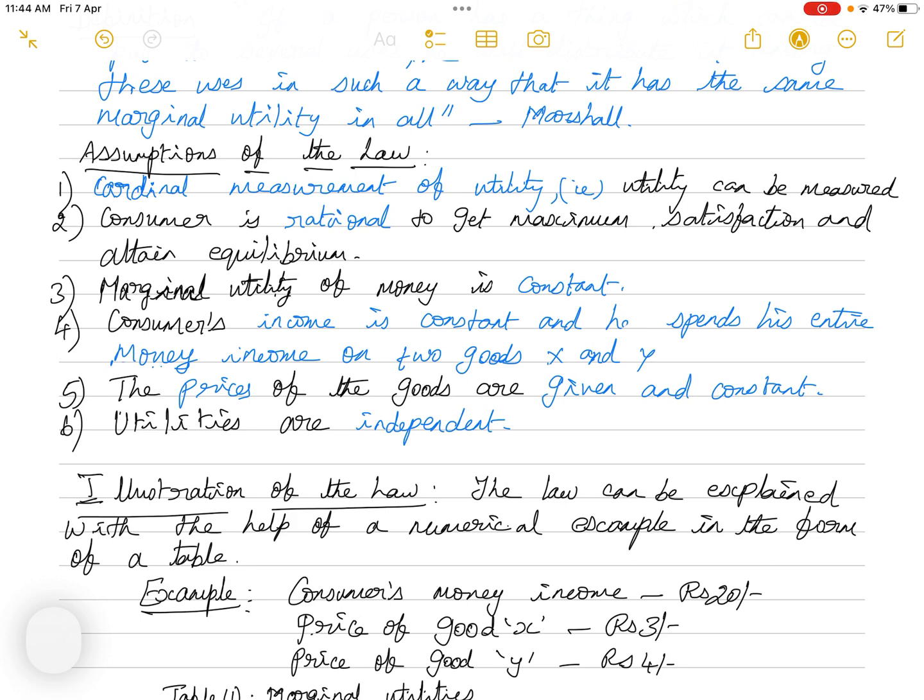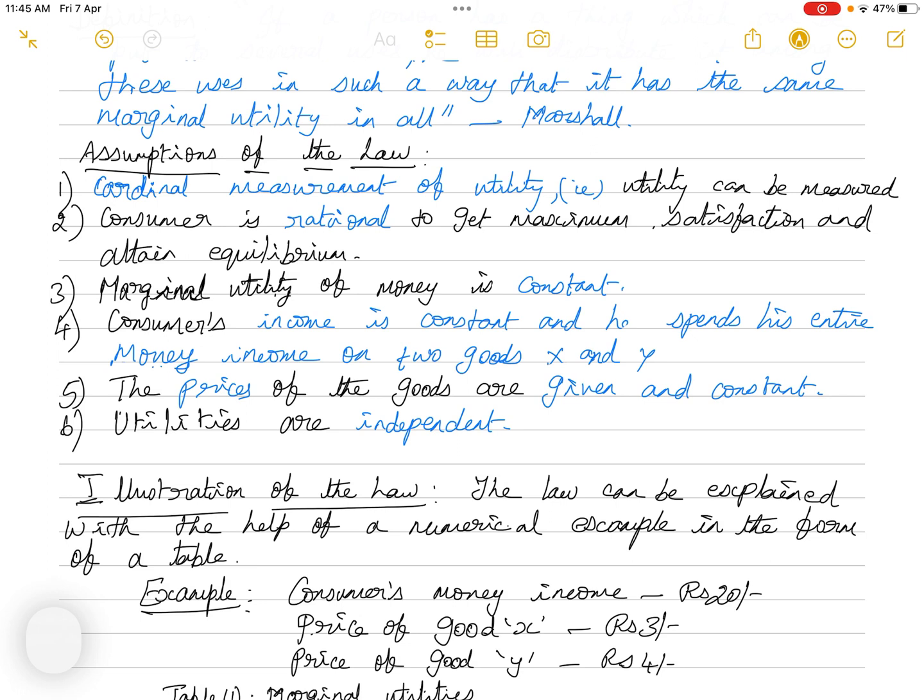And the fourth assumption, consumer's income is constant and he spends his entire money income on two goods, that is X and Y. So this is for the sake of convenience. For the sake of convenience, we are taking the consumer's money income and the entire money income is spent on commodity X and Y, because anyway we have assumed the marginal utility of money income is remaining constant. Okay, so whether he is holding money or converting his money income into goods by purchasing the goods, his satisfaction for money is remaining the same.